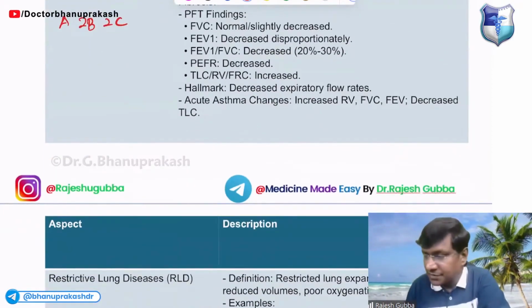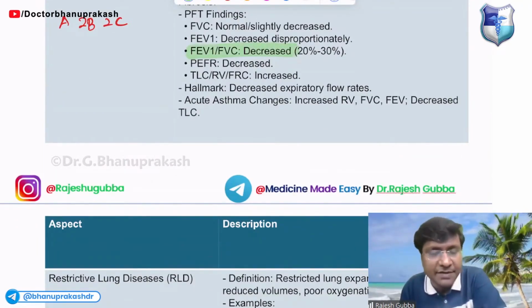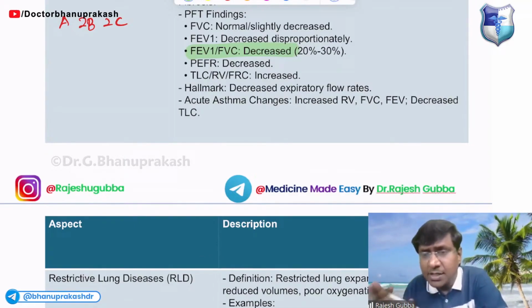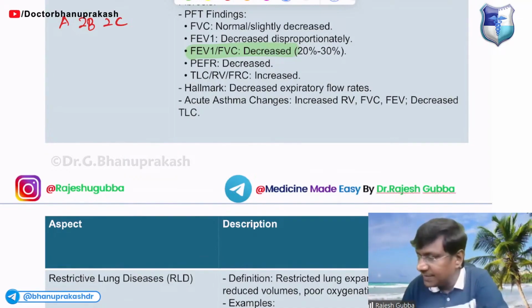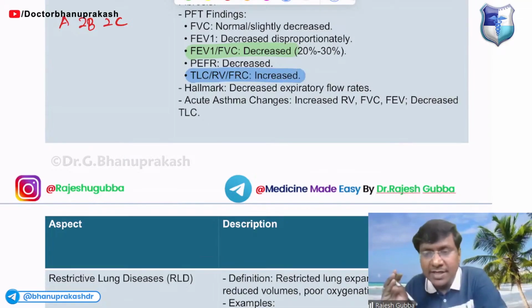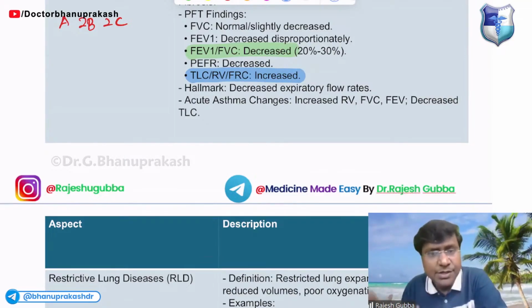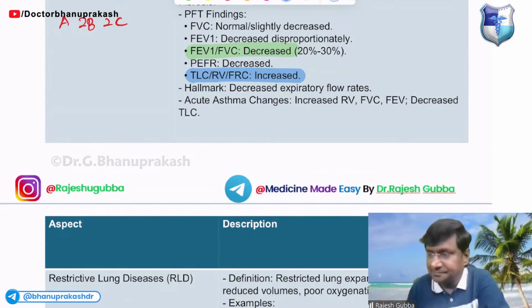Now, if you take the pulmonary function tests, one of the very important ones is your FEV1 by FVC. What will happen to your FEV1 by FVC? That will be decreased in patients with obstructive lung disease. And remember, in obstructive lung diseases, everything will be decreased, but the parameters that will be increased are total lung capacity, residual volume, and functional residual capacity. Whereas FEV1 by FVC as well as peak expiratory flow rate are decreased in patients with obstructive lung diseases, right? So these are the features that you will have in OLD.